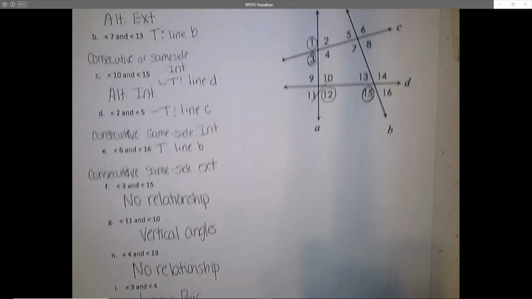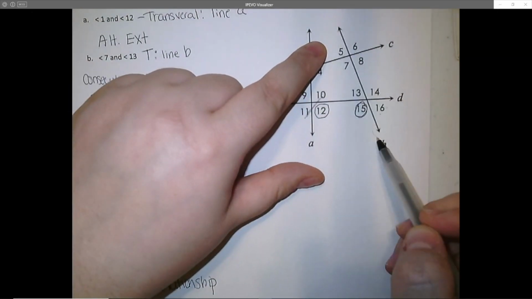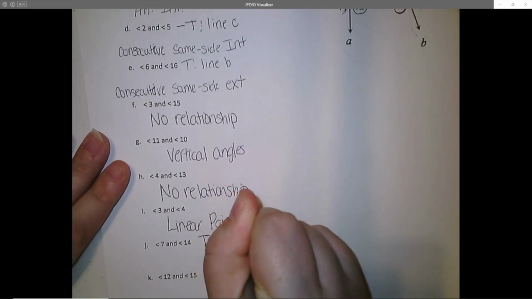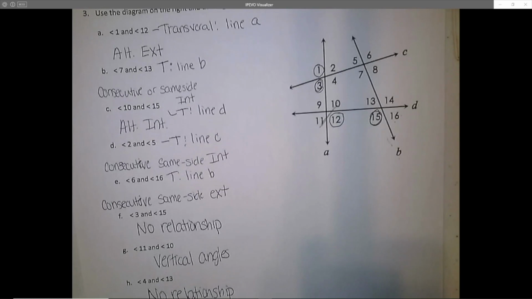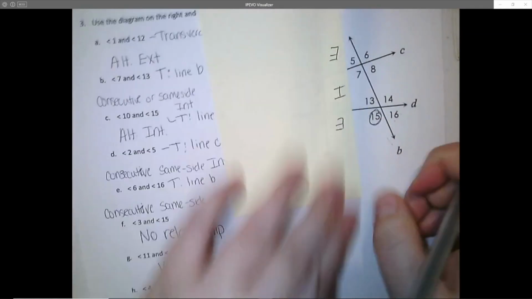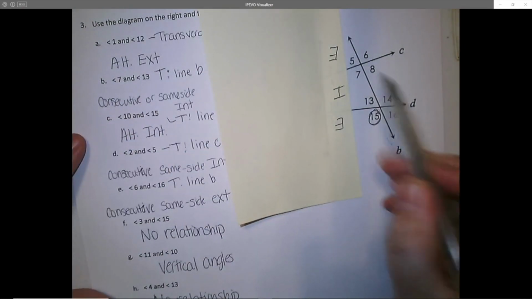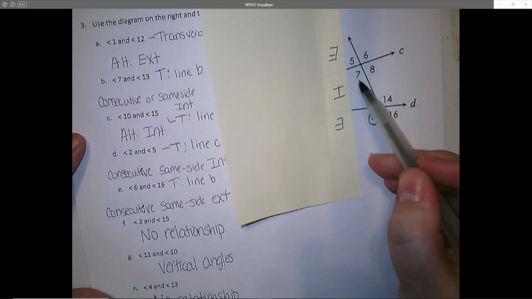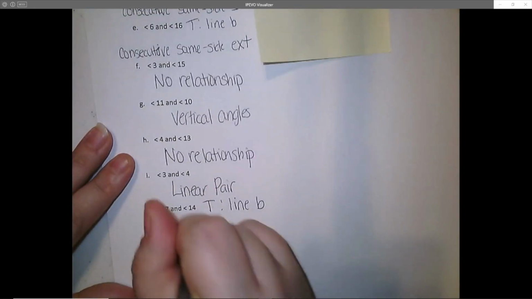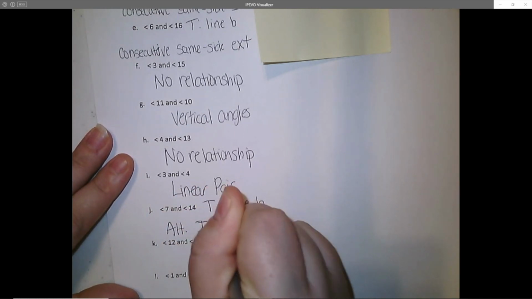Okay, 7 and 14. They both sit on this line B. That means my transversal is line B. B crosses over C and D, so I cover up A. 7 is interior, 14 is interior. They are not on top of each other. They are diagonal from each other. That means that these are alternates and they are diagonal. And since they're interior, alternate interior.